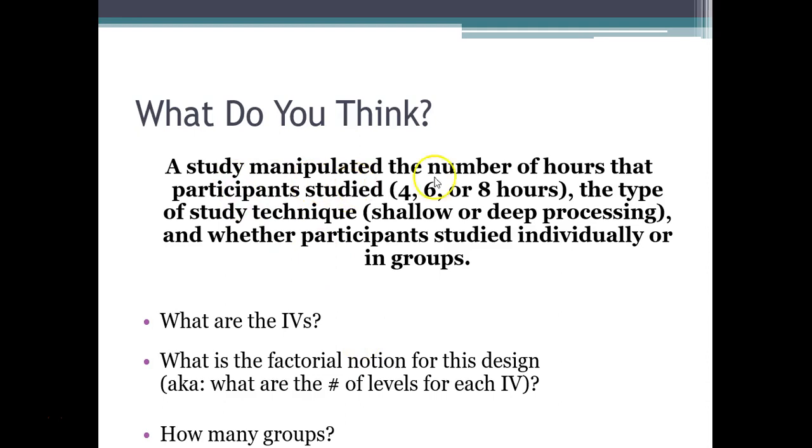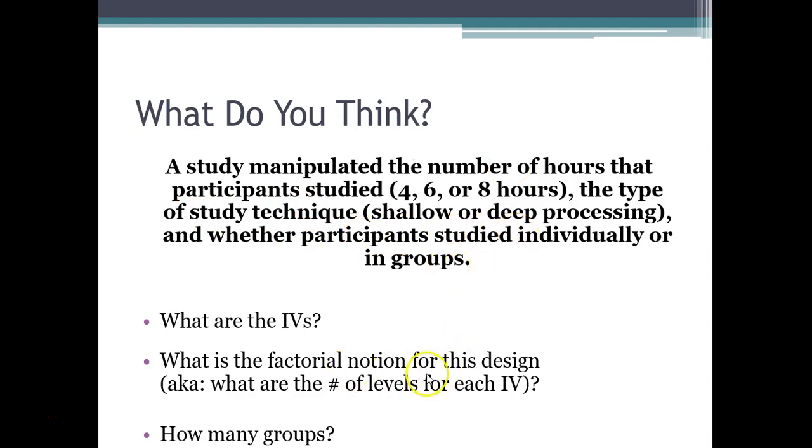So if a study manipulated the number of hours that participants studied, 4, 6, or 8 hours, the type of study technique, shallow or deep processing, and whether participants studied individually or in groups. What are our independent variables? Well, they are number of hours studying, type of study technique, and whether they studied individually or in groups.